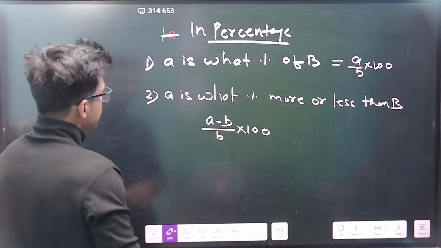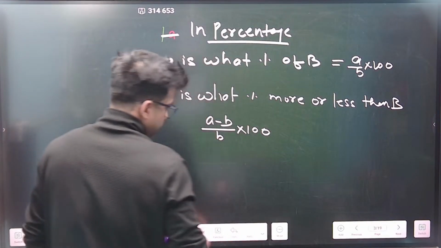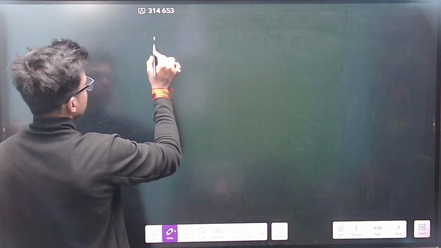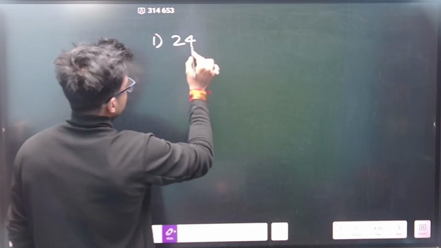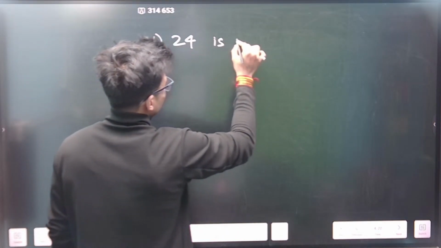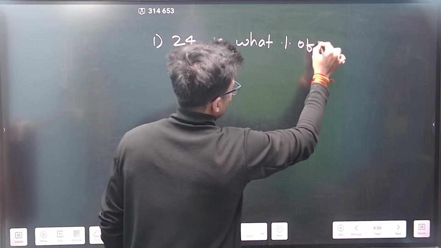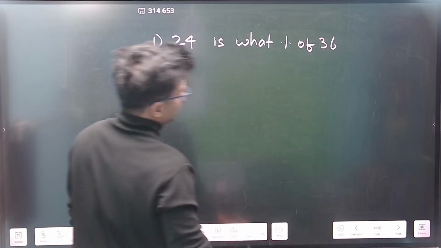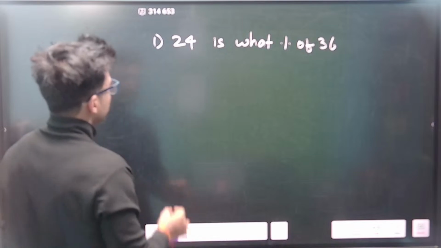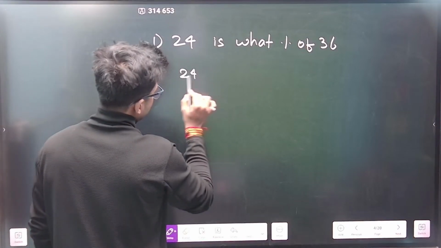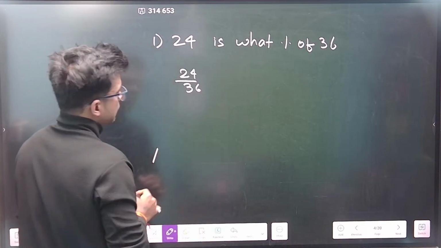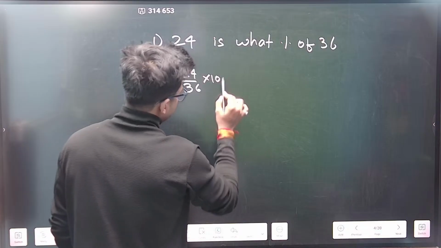Suppose the question is, 24 is what percentage of 36? Simple, 24 by 36 multiplied by 100.